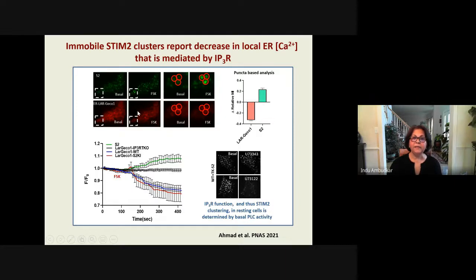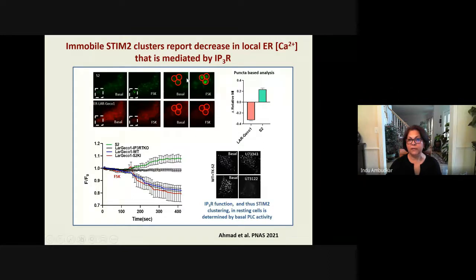And the way we did this experiment was we stimulated the cells with forskolin, which actually increases the IP3 receptor function in the presence of the existing levels of IP3. So we didn't come in with an agonist in this case. We're just using forskolin, which enhances, through PKA phosphorylation, the IP3 receptors. So we first identified an increase in the STIM2 clustering.